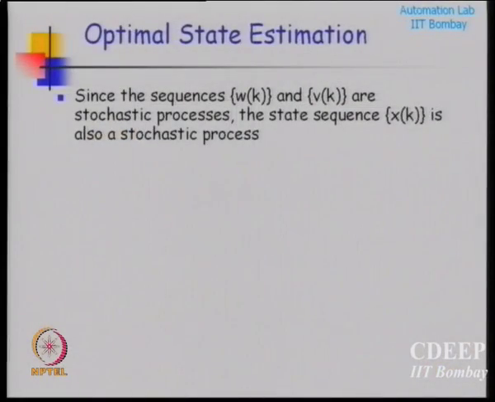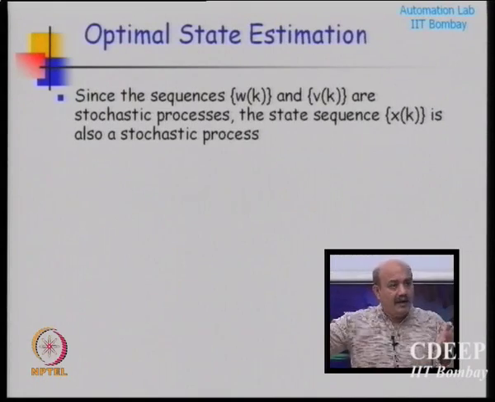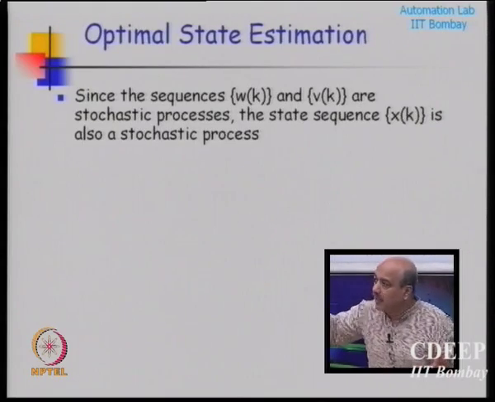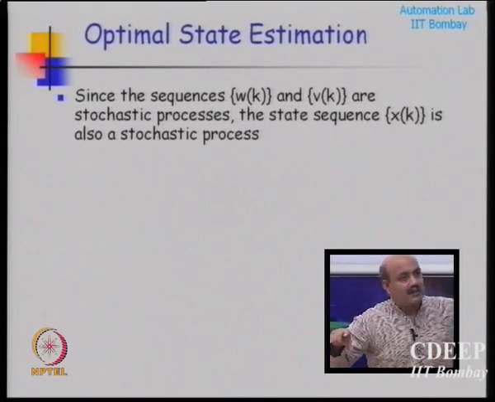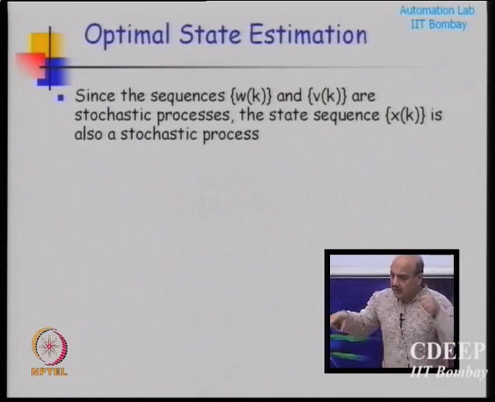First of all, Wk and Vk are stochastic processes, and by virtue of the fact that the difference equation is driven by stochastic inputs, Xk is also a stochastic process. Xk is a function of Uk and Wk. Wk is a stochastic process, then Xk is also a stochastic process. There is randomness in Xk.